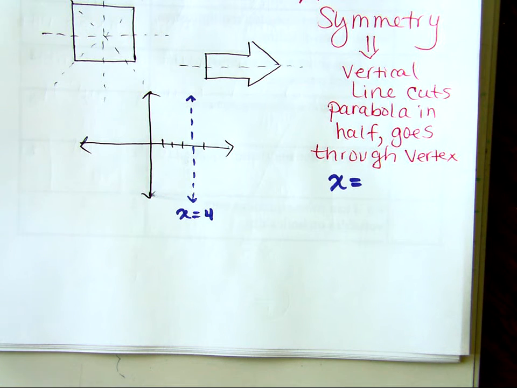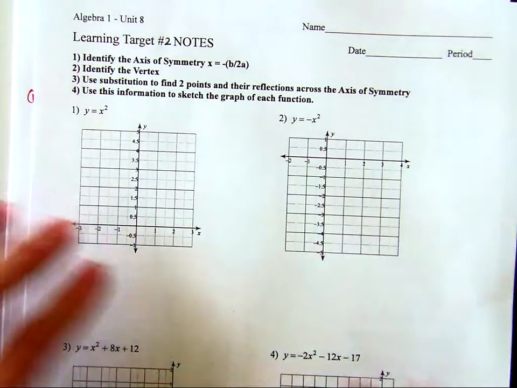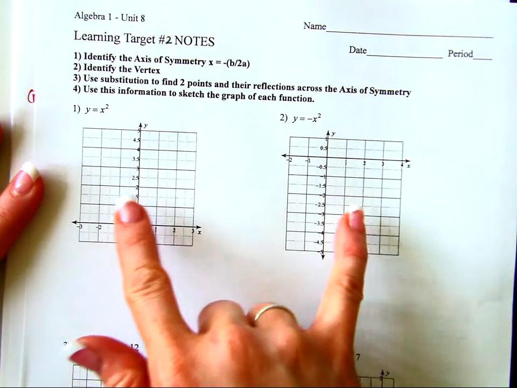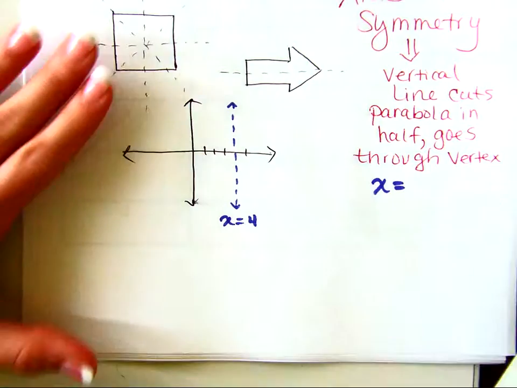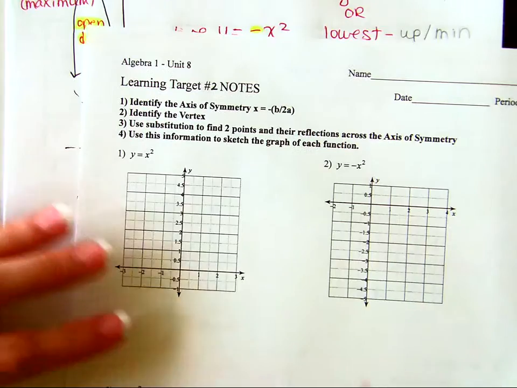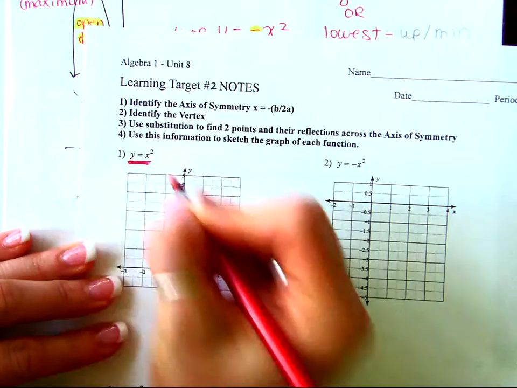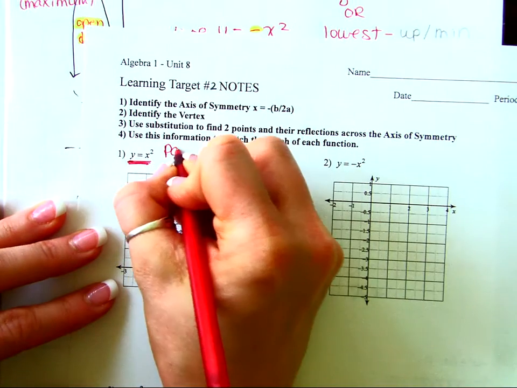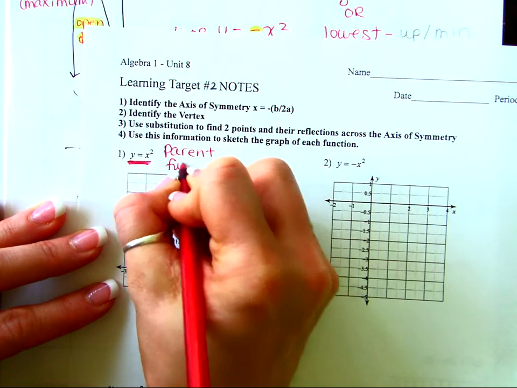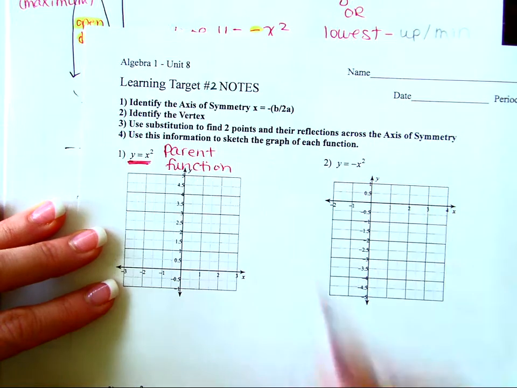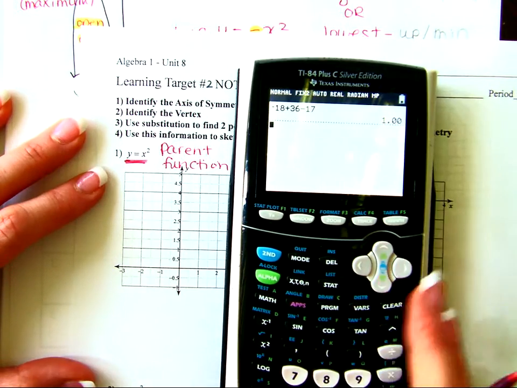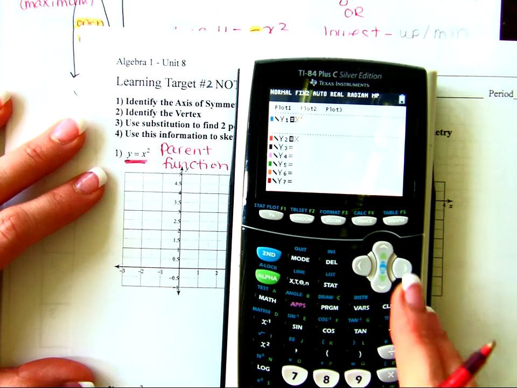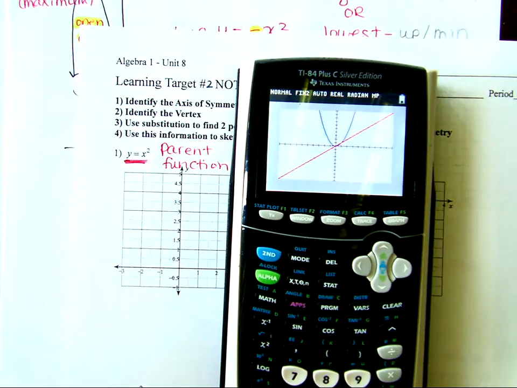Okay. So let's take a look at this that you have in front of you. Before we get into the actual notes part of it, I want to talk a little bit about these two. So y equals x squared is called the parent function. Do you remember when we first taught you linear functions, what the parent function was? Here are your two parent functions, right?